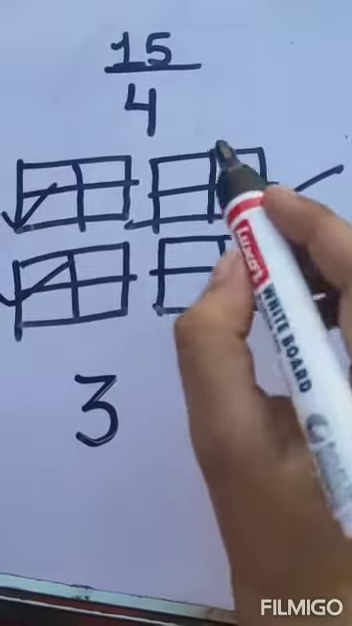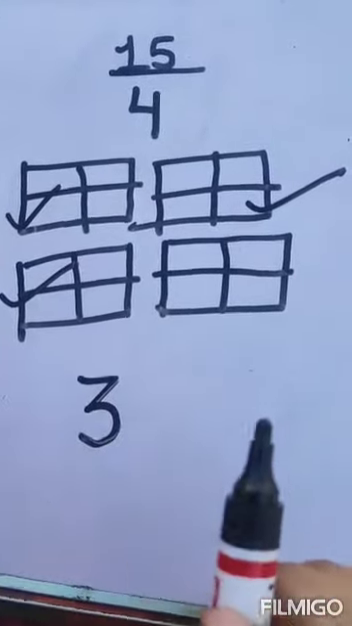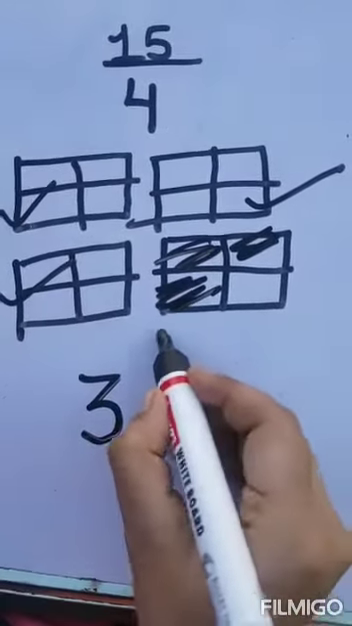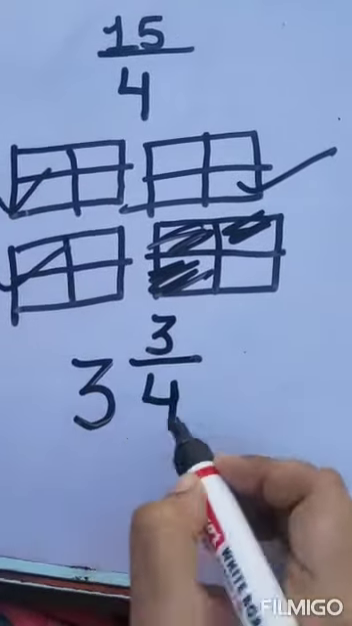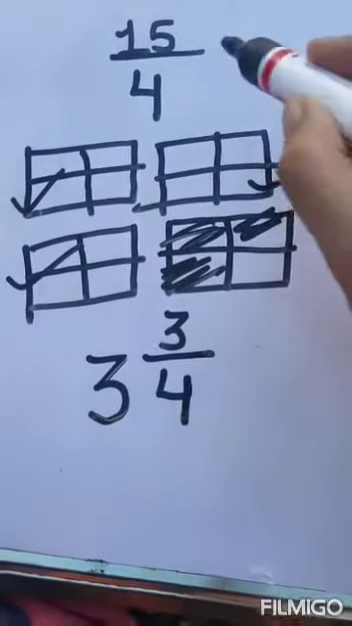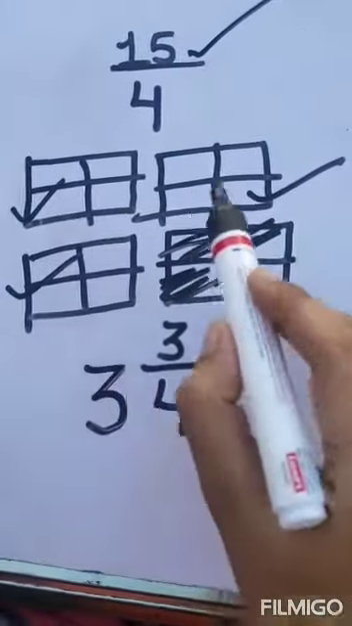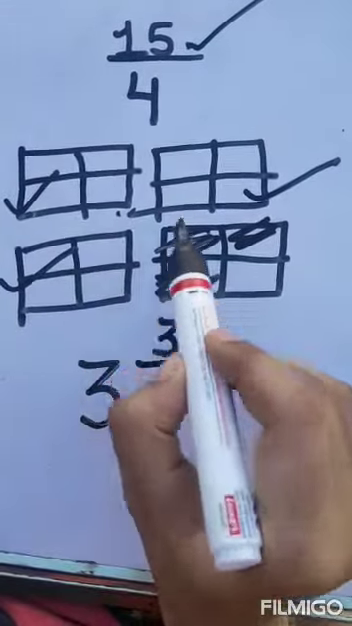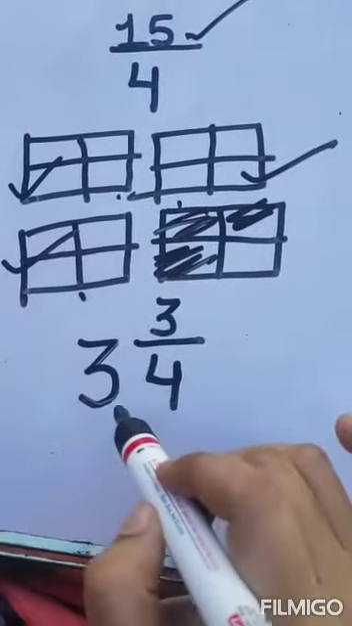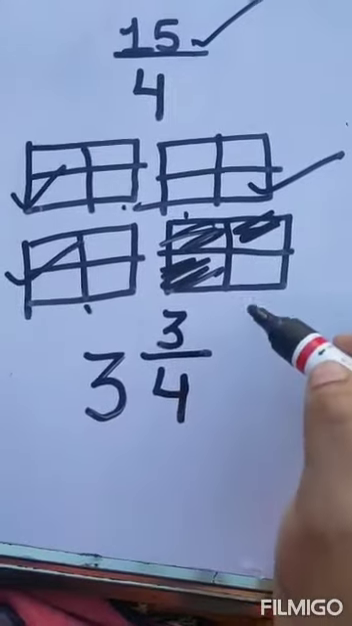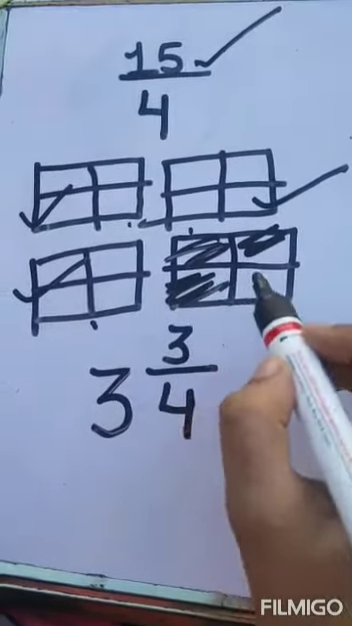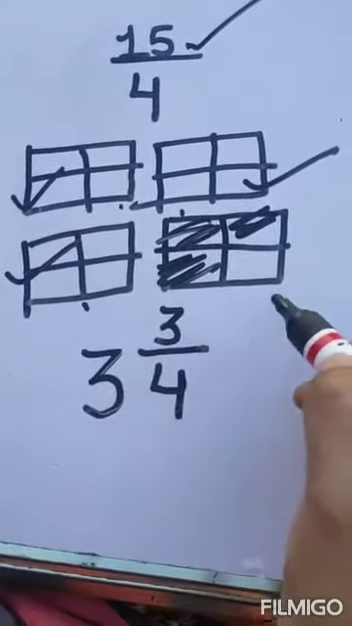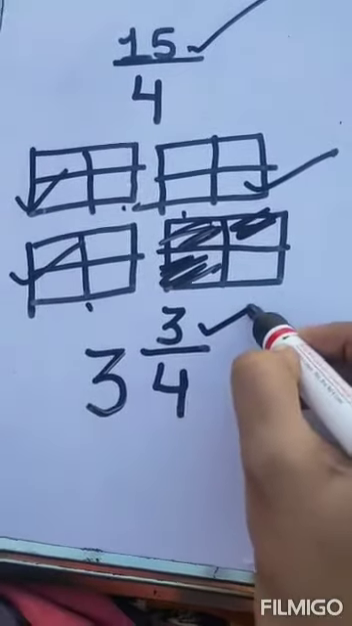And how many parts of the other chocolate? 12 are completed. How many are remaining? 1, 2, 3 are remaining out of 4. I want 3 more, because I want a total of 15 parts. So for 15 parts I will be taking 4, 4 and 4, a total of 12 from 3 full chocolates. Then how much is remaining? 3 are remaining, which I will be taking from another chocolate. It is having 4 equal parts and I have taken 3 parts out of it.